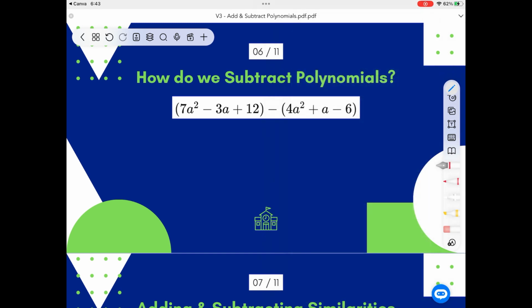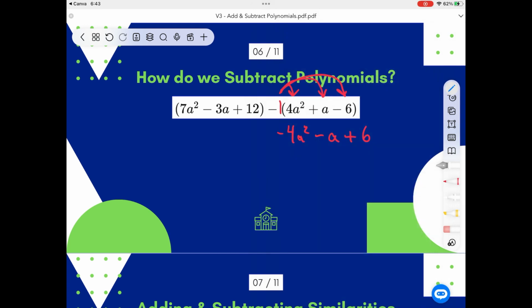So just as we did before, I'm going to think of this minus in between. It means that I'm subtracting one of these. So if I distribute that negative 1, then the second expression becomes negative 1 times 4a squared makes negative 4a squared. Plus a turns into minus 1a, or just minus a. And then the minus 6, I can think of that as a negative 6 being multiplied by negative 1. That turns it into positive 6.